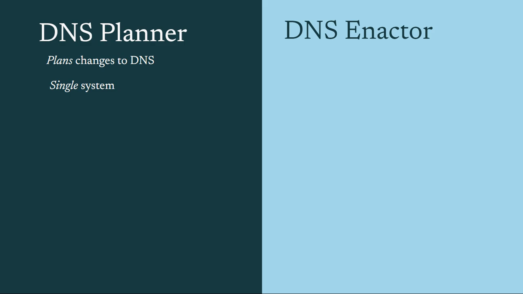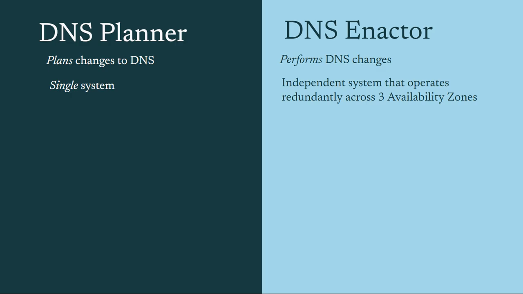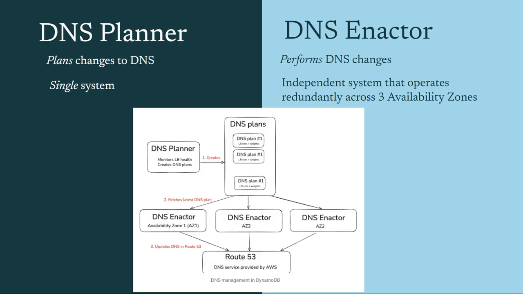Then there's the DNS enactor. The DNS enactor takes a plan generated by the DNS planner and puts that plan into action, propagating it to each endpoint in the region. The US East 1 region has 3 DNS enactors which operate concurrently, one enactor per availability zone. Here's a helpful visualization of how this system actually works. The planner makes new plans, which are picked up by the enactors, which actually put the plans into action.